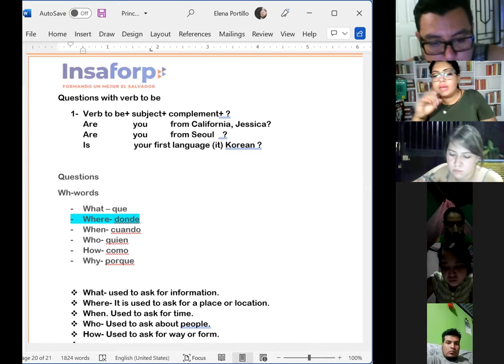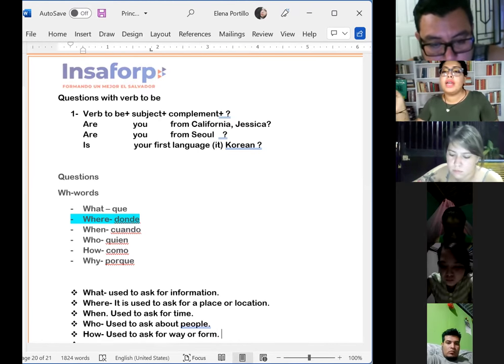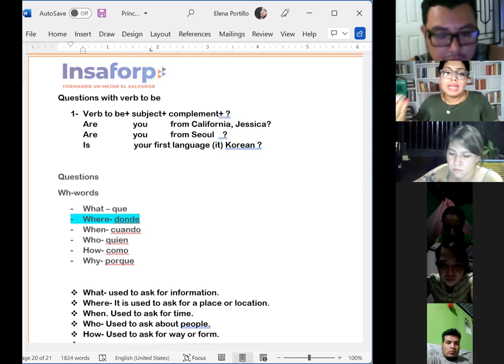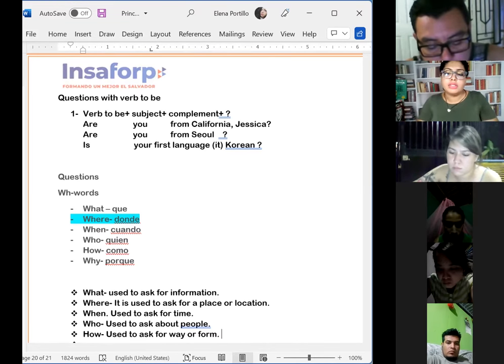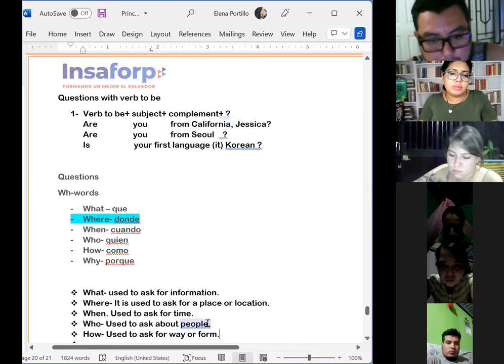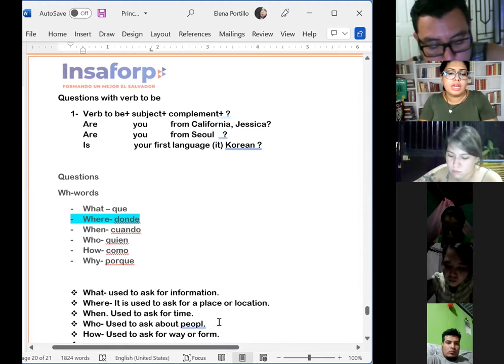El how, ya sabemos que se refiere a cómo; lo usamos para preguntar por una manera, por una forma. In this case, to do something. Puede ser que preguntemos cómo realizar algo, ¿verdad? ¿Cómo podemos hacerlo? Que nos indiquen cómo se puede realizar.